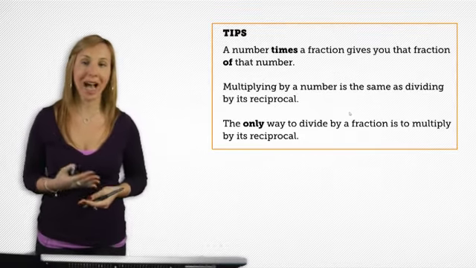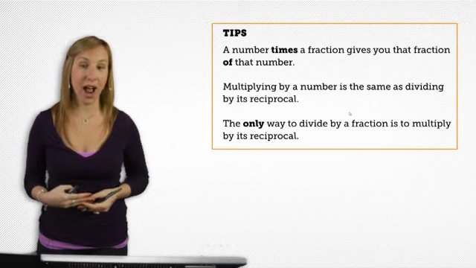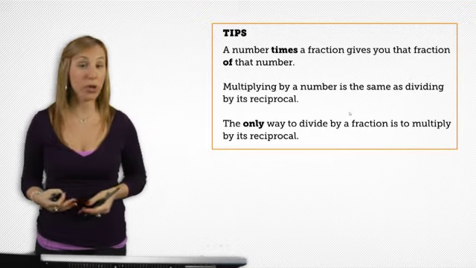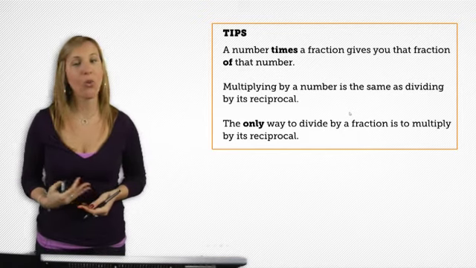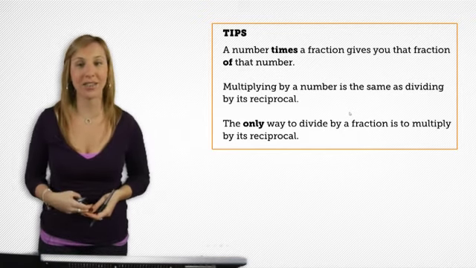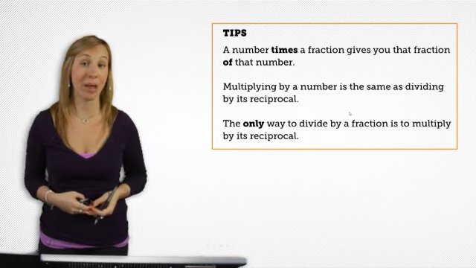So a number times a fraction gives you that fraction of that number. Multiplying by a number is the same as dividing by its reciprocal, which is important because the only way to divide by fractions is to multiply by the reciprocal.